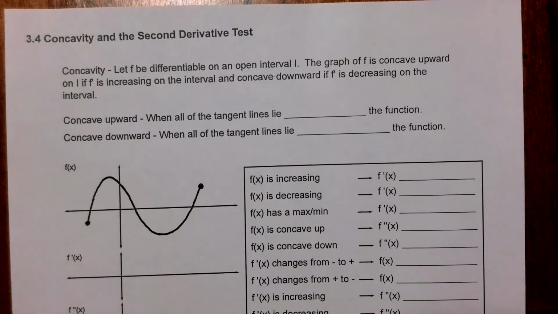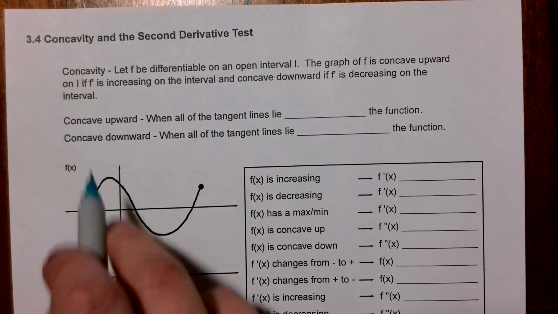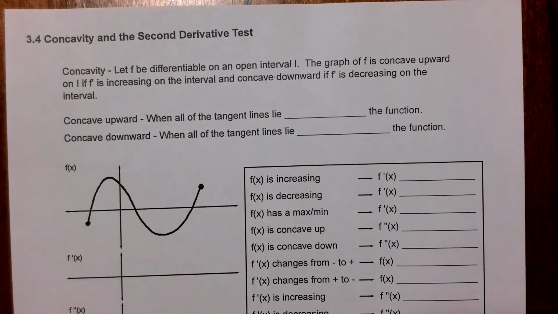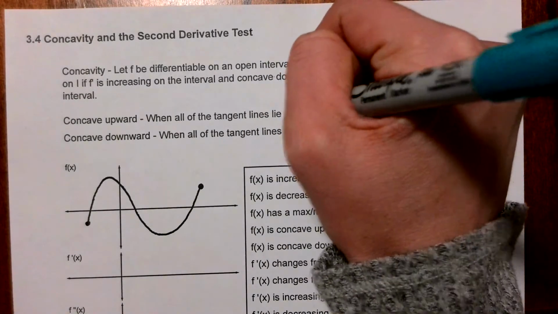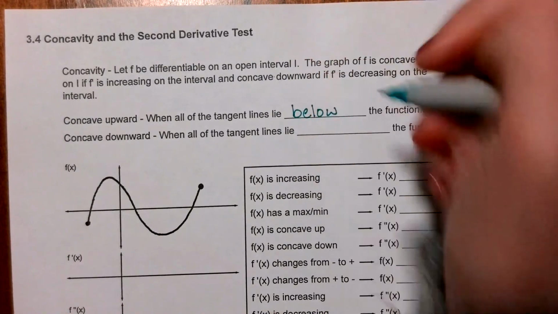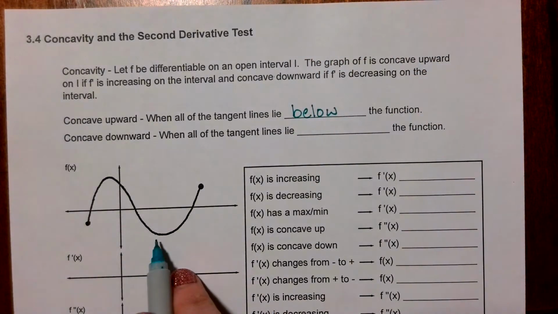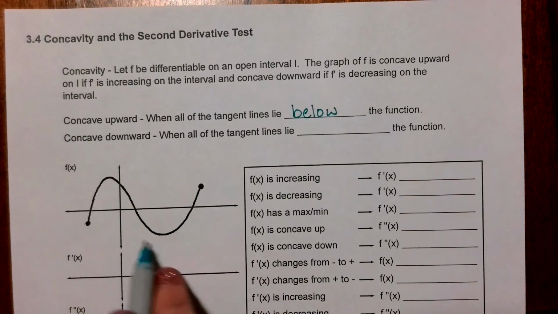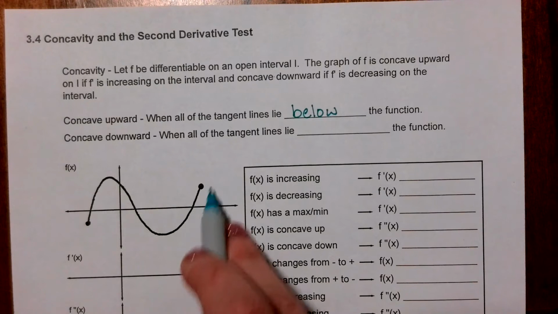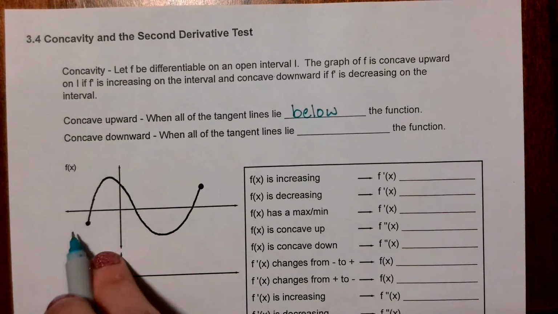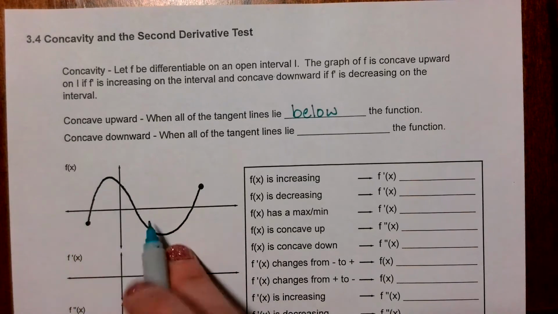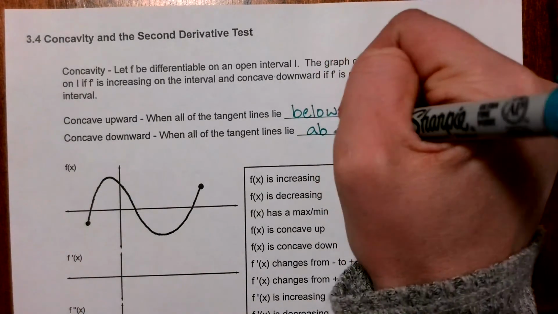Another way that we can look at this, if I'm still not sure if I can tell by looking at it if it's concave up or concave down: if we're concave upward, we're saying that all of the tangent lines lie below the function. So look at our function right here for f of x. This piece right here is concave upward. So if I was drawing my tangent lines going along here, they would all be below the function, whereas if I'm concave downward, all of my tangent lines are going to be above our function.